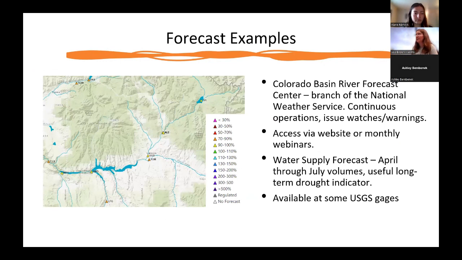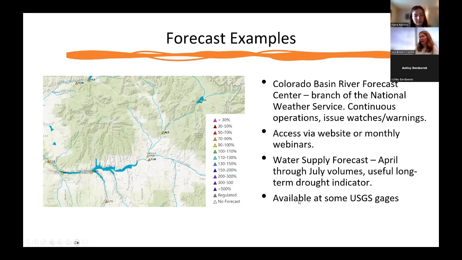Okay, so in contrast, we've got the Colorado Basin River Forecast Center, which is also producing the same water supply forecasts. But they are doing some additional forecasts as well. This is a branch of the National Weather Service, one of the federal agencies funded by your federal tax dollars, and they're looking at the entire United States. Now, the Colorado Basin Forecast Center is focused on obviously the Colorado watershed. But you can access their website every single day, and they also provide monthly webinars, typically in conjunction with Reclamation.